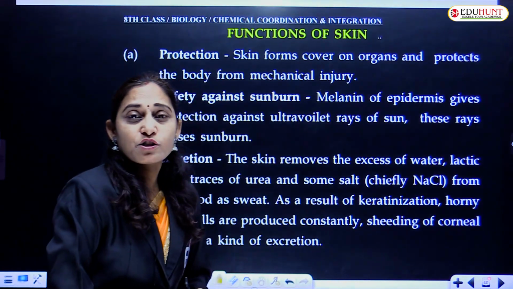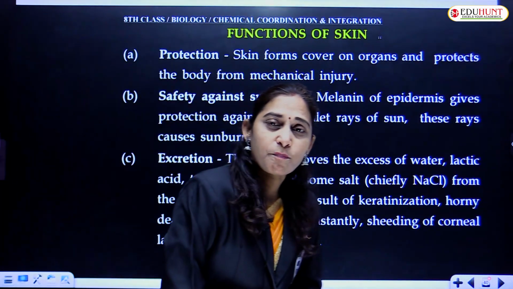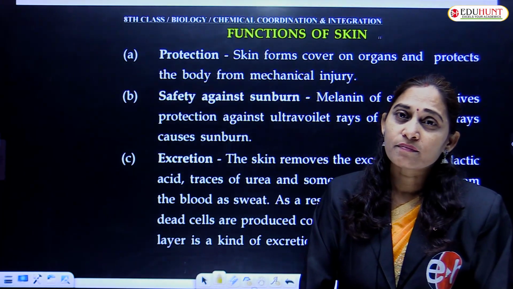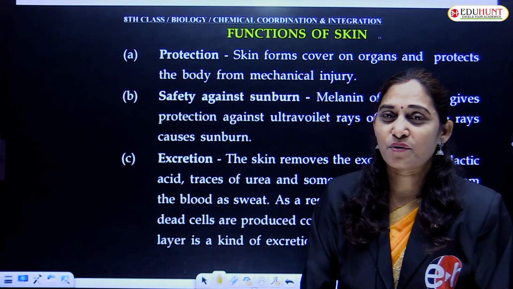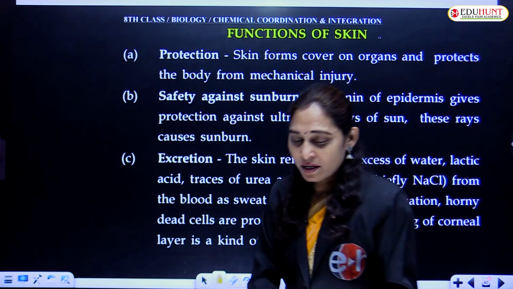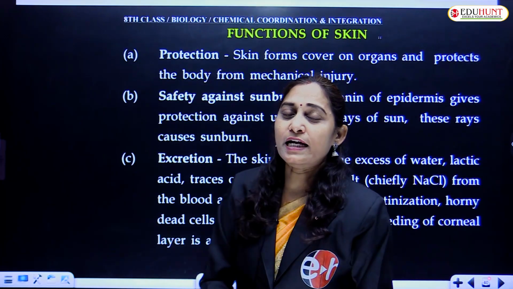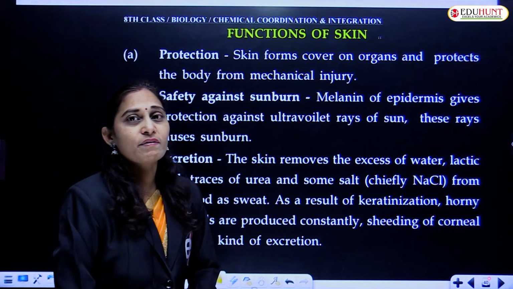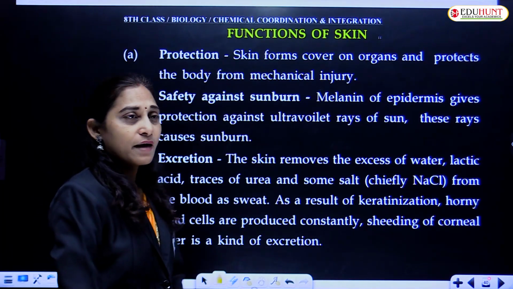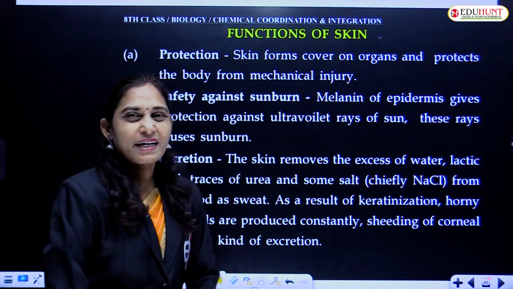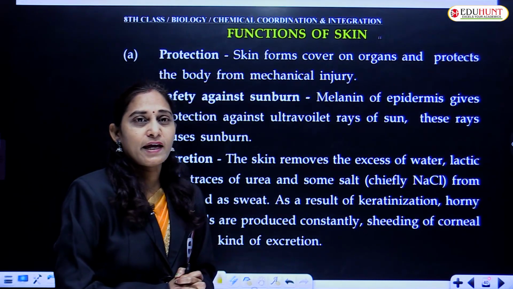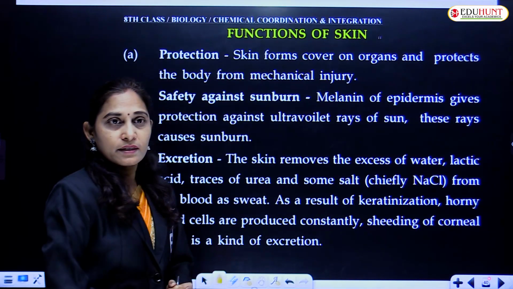And coming to the functions of skin, the first and primary function of the skin is protection. Our skin covers the body and protects the internal organs, and even protects the organs and body from mechanical injury. And next is the safety against sunburn.